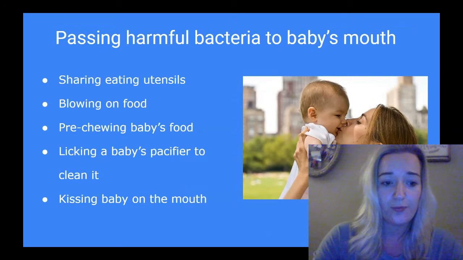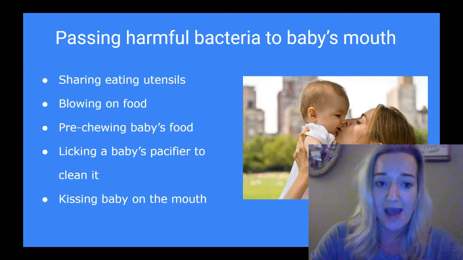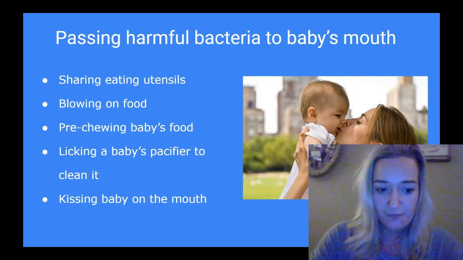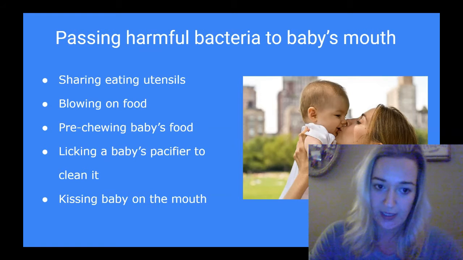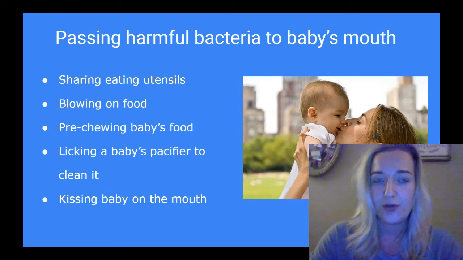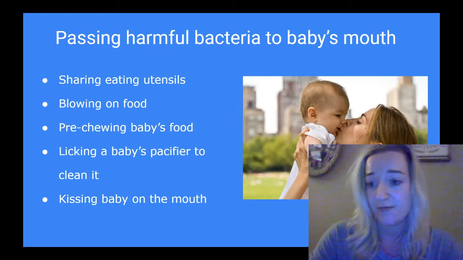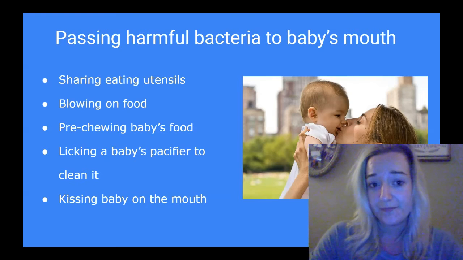Passing harmful bacteria to the mouth. Many parents are unaware that when they kiss their child, they can pass harmful bacteria from their mouth to their baby's mouth, putting their child at an increased risk for cavities. Bacteria is most commonly transferred through saliva when sharing eating utensils, blowing on food, pre-chewing baby's food, licking a baby's pacifier to clean it, and kissing baby on the mouth. This is also something that you can inform parents about as you work in a daycare, because a lot of people don't know this. Even me, before starting hygiene, I wasn't aware of that either. But that's a pretty common thing that happens.